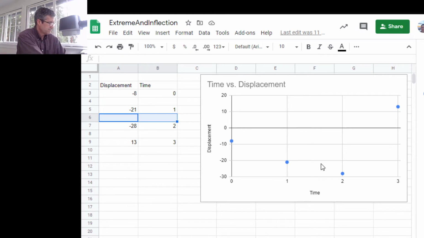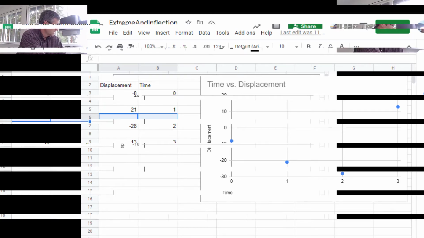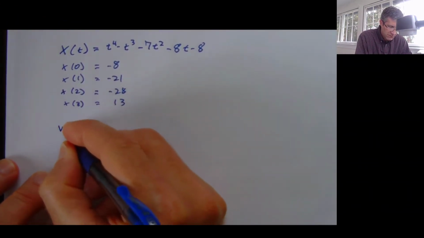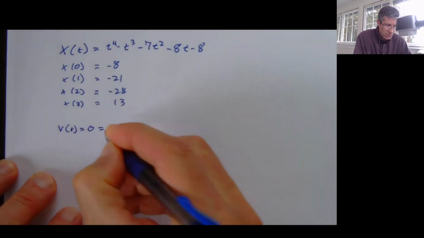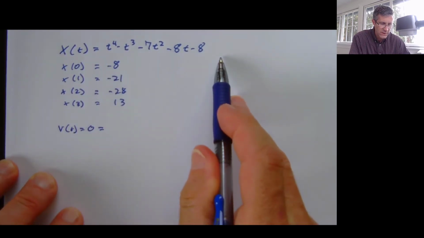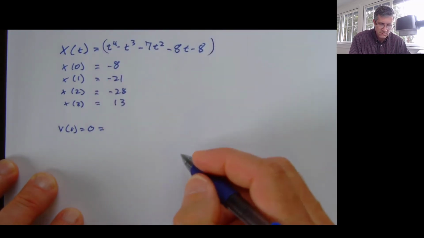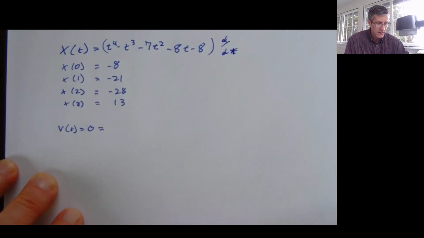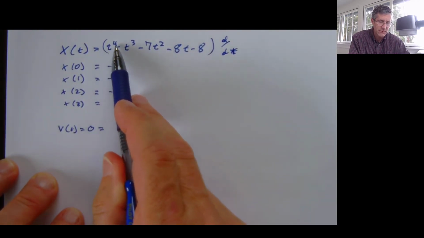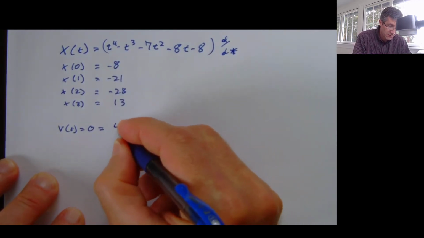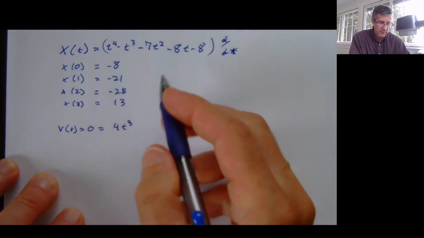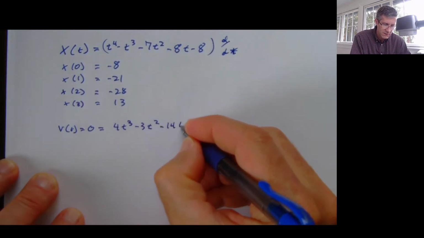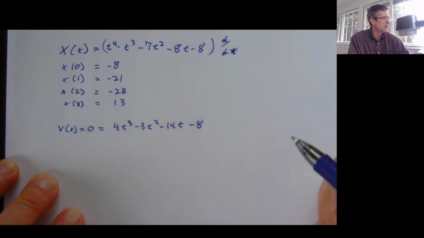So let's do that. Let me go back here. We're going to take the derivative and set this equal to 0. So my velocity at any time, I want to set to 0. To do that, I'm going to take the derivative of all of this with respect to time. And remember how I do this: I'm going to multiply by my exponent and then subtract 1 from my exponent. So I'm going to have 4t cubed. I multiply by the exponent and subtract 1 from the exponent, and the same for the rest, 14t minus 8. And then this one gets dropped off.